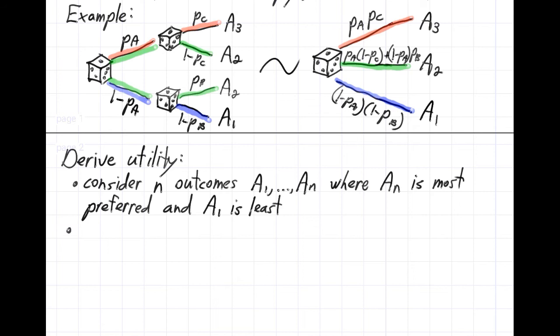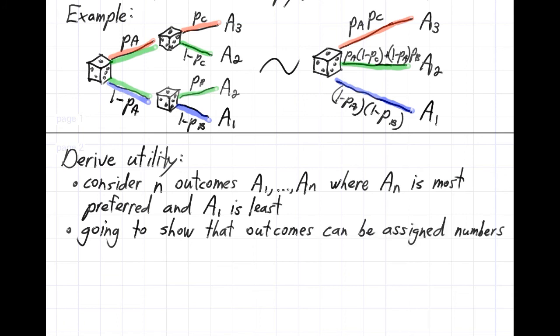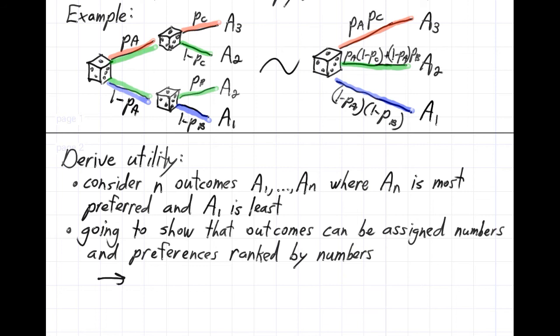So let me just paint a little bit of a picture of where we're going with this. We're going to show that the outcomes can be assigned numbers, and the preferences can be ranked by these numbers. So what I mean is bigger numbers indicate a stronger preference. Essentially, that is our definition of utility. It's a measure of preference. And by measure, I mean a quantitative amount that you can assign to something and say, this is how much I prefer this thing. So make sure you have a sense of what the word utility means. We'll use it again and again.